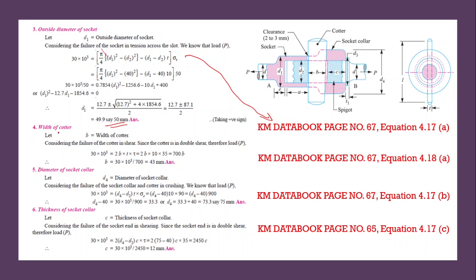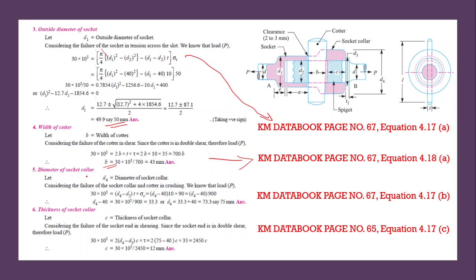Then width of the quarter. For the width of the quarter, we can use the equation which is at KM data book page number 67, equation 4.18a, to find out the width of the quarter. That's equal to the load P equal to 2b into T into tau. Here we already know the value of T and tau. Then we can find out b, the width of the quarter, that's equal to 43 mm.